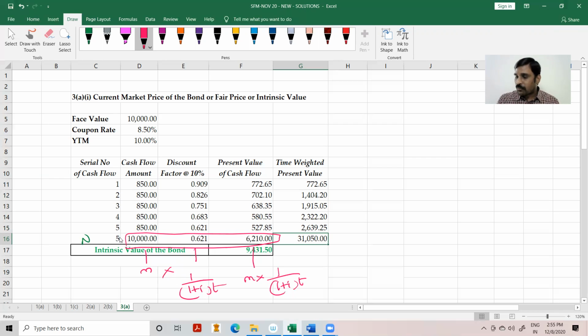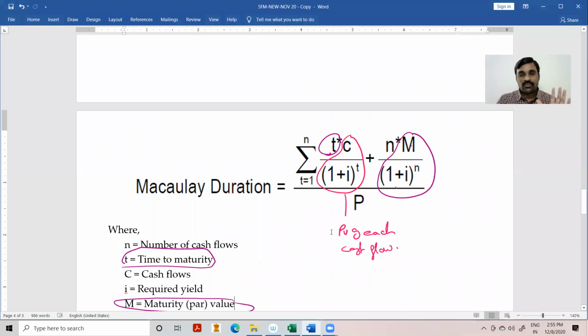For that I have to multiply by N. How many cash flows? 5 cash flows. Therefore, I have to multiply by 5. So in total, it is also time weighted. You need not break your head over this formula. It's very plain, simple. Every cash flow is time weighted. That's it. Every present value of cash flow.